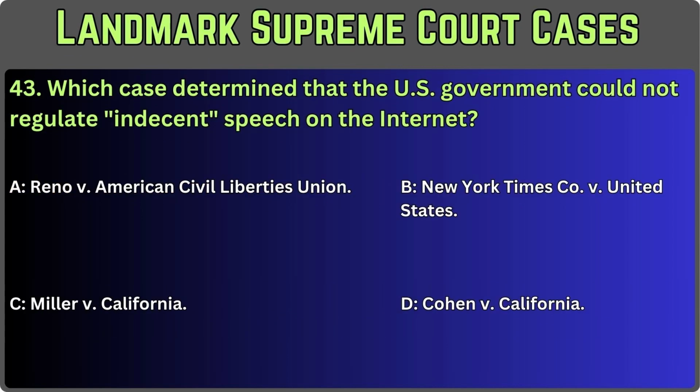43. Which case determined that the U.S. government could not regulate indecent speech on the Internet? A. Reno v. American Civil Liberties Union. B. New York Times Company v. United States. C. Miller v. California. D. Cohen v. California.